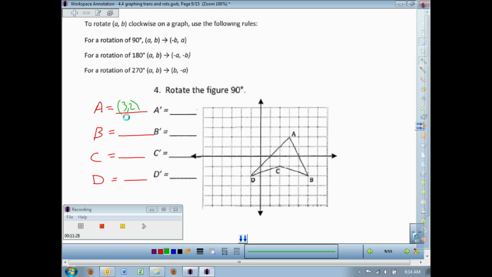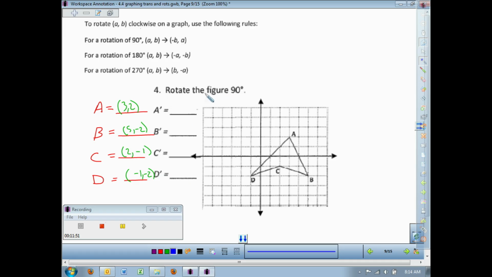So you've got to figure that out. Figure out where B's at. B's at 1, 2, 3, 4, 5, -2. And do that for C and D. Figure out where those points are at. And D's at -1, -2. So you've got to figure out where your original points are at.